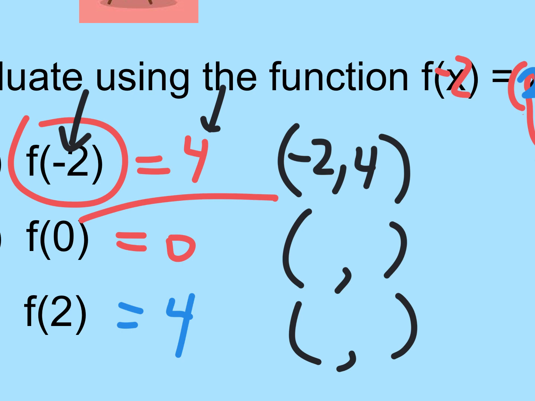EJ, what's the next point? What's the X? So 0, comma. Can't see the board? 0. Okay, and then this one. Ian. In the front row. 2, comma. 4. There we go. And that's 3 points.